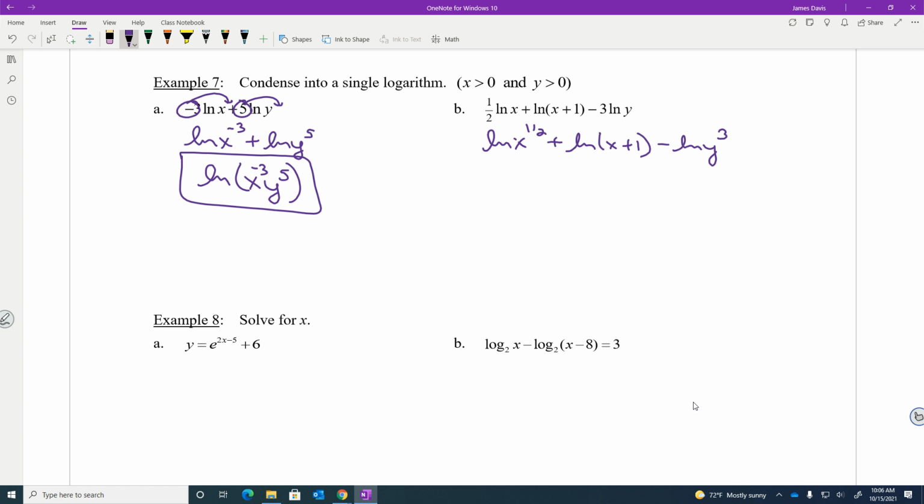And then when you combine these, when you have a series of plus and minuses, basically you just think of the plus ones being in the top of the fraction and the minus ones will be at the bottom of the fraction. So this becomes natural log of x to the 1/2 times x plus 1. And then the bottom, since this is minus, it would become y to the bottom. Just think of pluses being in the top, negatives in the bottom.